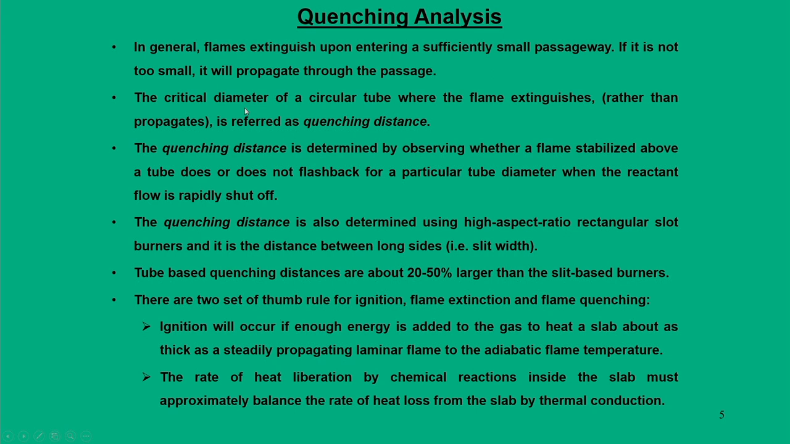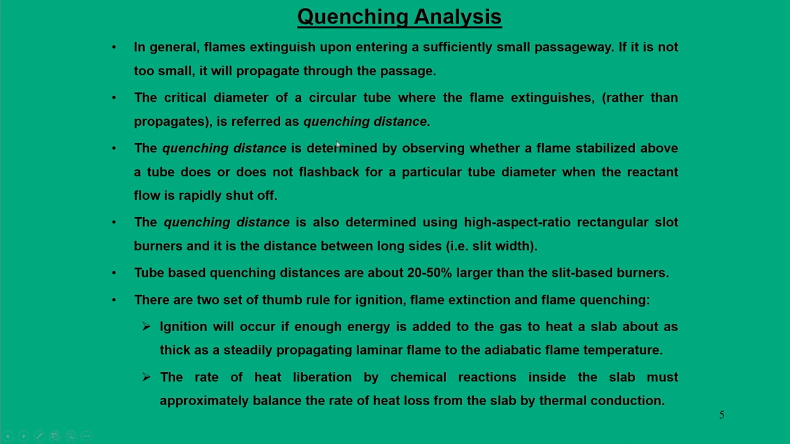So, if you stick to the circular tube, the critical diameter of the tube where the flame extinguishes rather than propagates is known as quenching distance. Basically, the quenching distance defines the diameter of the circular tube where the flame extinguishes. That means it is the minimum diameter of the tube that should be there so that the flame extinguishes. I will talk about the importance of this at a later point of the slides.